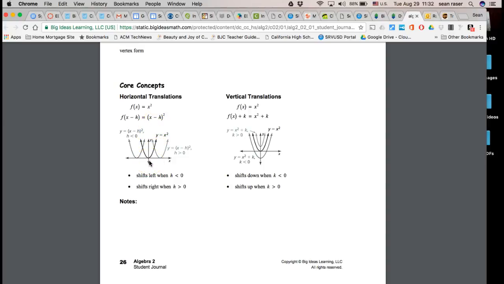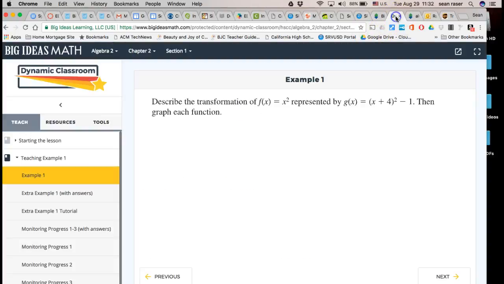So let's go ahead and take a look at this. So again, remember, x minus h moves us to the left or right. f of x plus k moves us up and down. You'll get to see an example of this in just a minute. So we want to describe the transformations of our parent function represented by g of x equals the quantity of x plus 4 squared minus 1, then graph each function. The graph's just going to show us what it looks like, but I'm not going to go over all the steps to graph it right now.